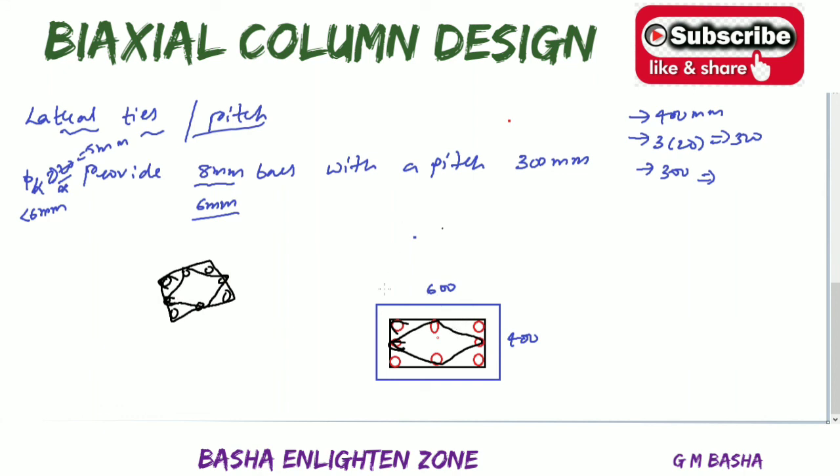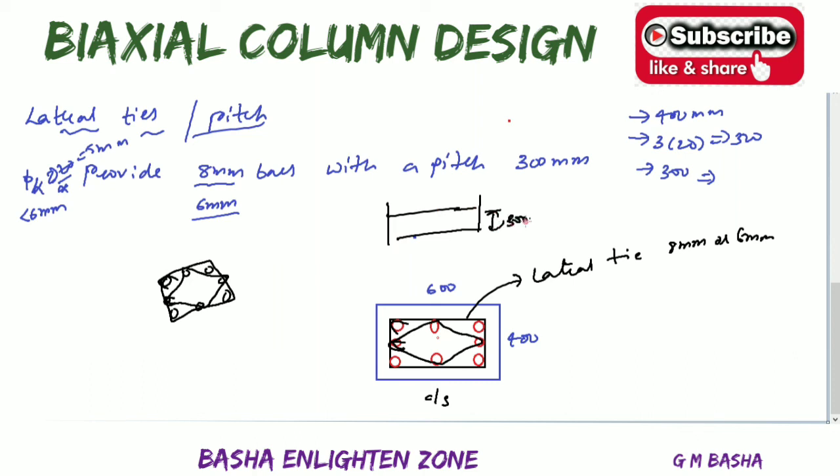If you want the elevation, you can draw the elevation, and there for the particular elevation please show the lateral tie, whatever you provided, 8 mm or 6 mm, and again the pitch. Here I am not showing the pitch. Why? Because for the cross section there will be no pitch, but while drawing the elevation, for each and every lateral tie you will get the pitch. Okay, so please draw the elevation also. I already showed it in the previous example. Likewise you have to draw in the same manner.